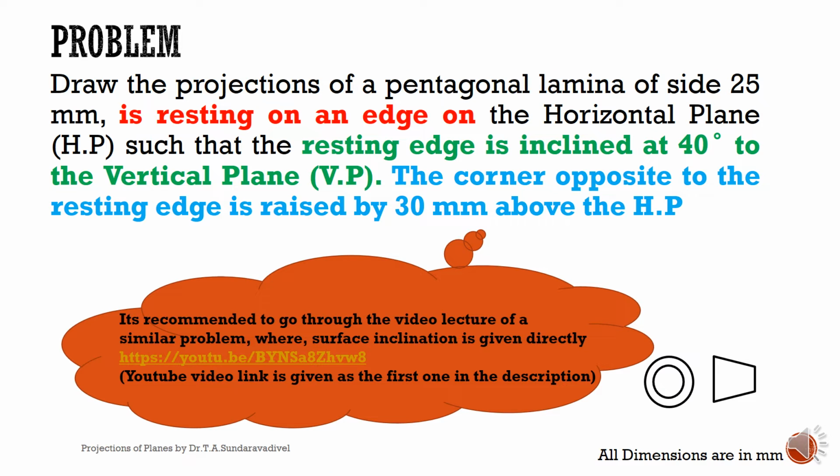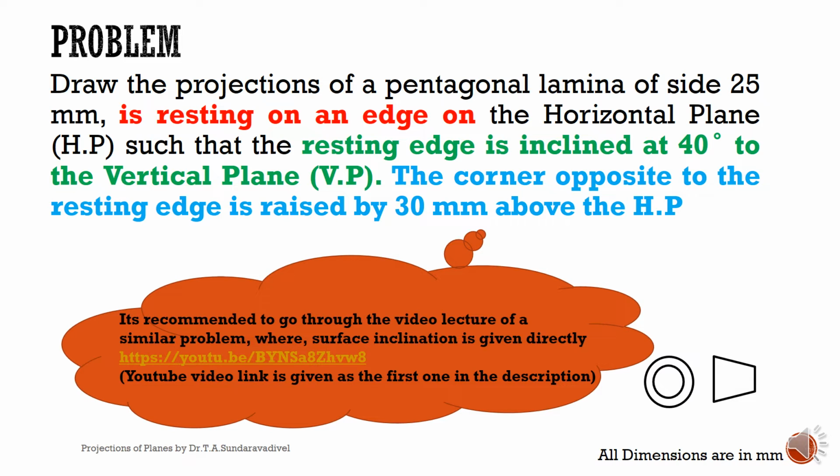So here the given problem is, draw the projections of a pentagonal lamina of side 25 mm resting on an edge on the horizontal plane such that the resting edge is inclined at 40 degrees to the vertical plane. The corner opposite to the resting edge is raised by 30 mm above the HP.